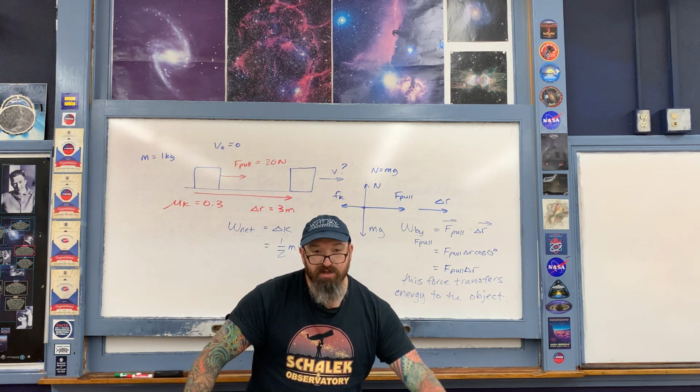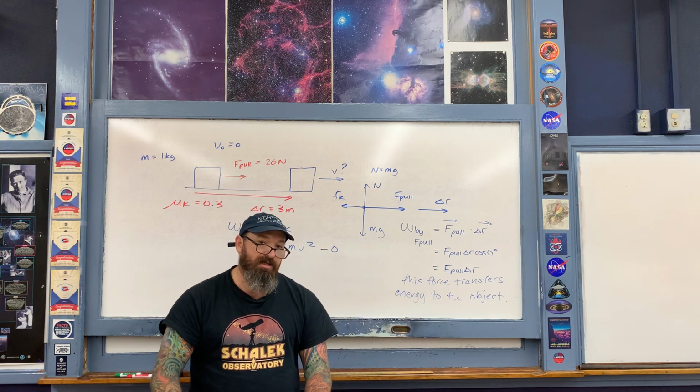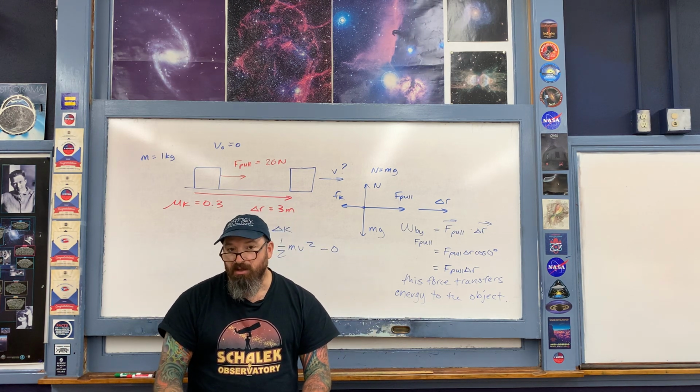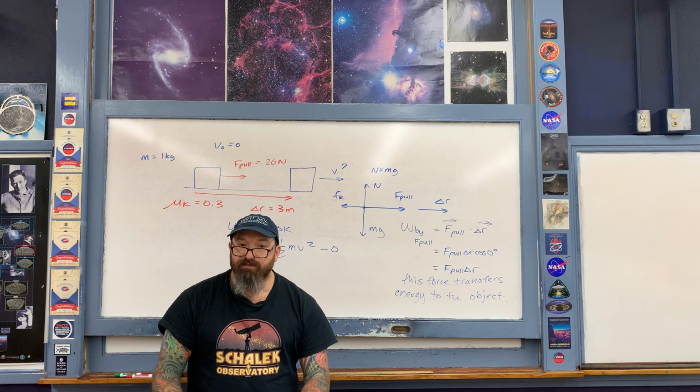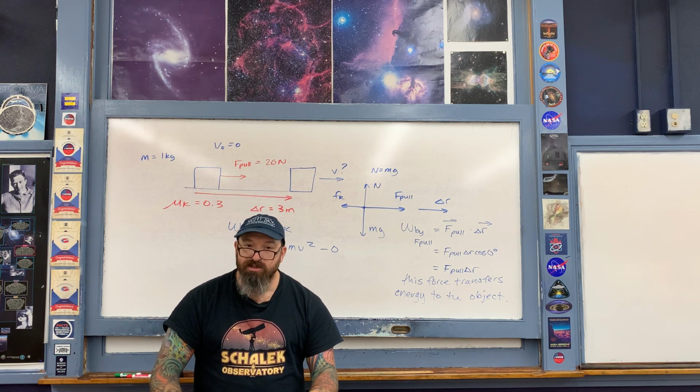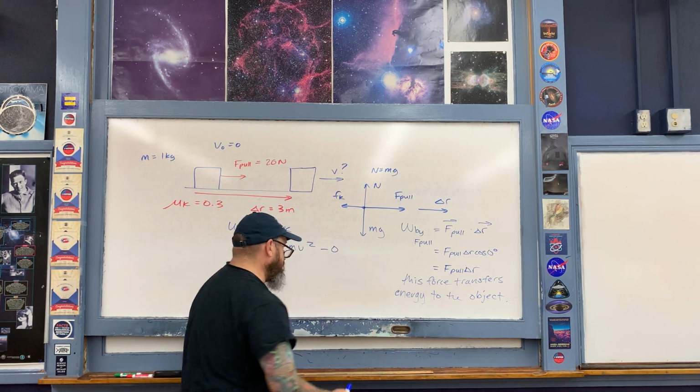However, we also have kinetic friction between the object and the desk below. So there's going to be heat loss. We then calculate that by finding the work done by kinetic friction. So let's set up that dot product next.